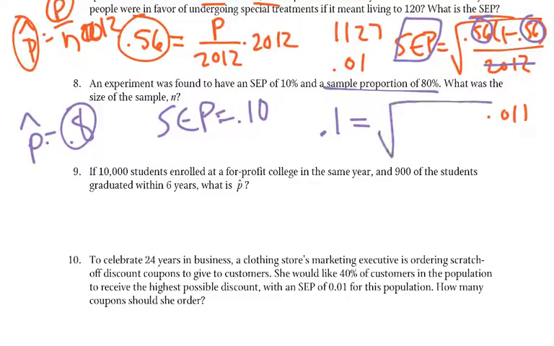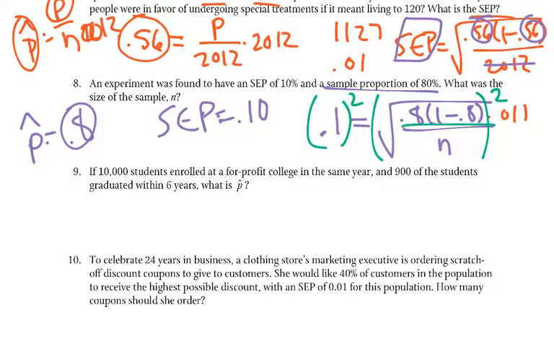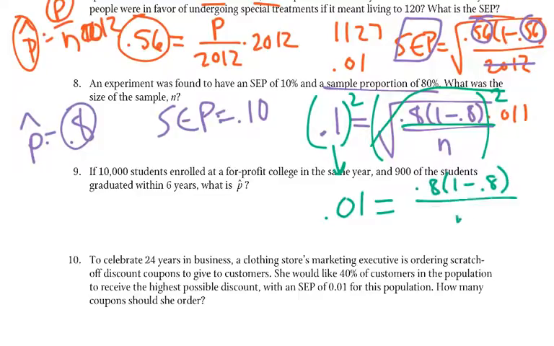So we'd go the square root of 0.8 times 1 minus 0.8 over n. So we're looking for n here. The first thing we need to do to get rid of a square root is to square things. So we can square that. We can also figure out what that is. 0.1 squared would give us 0.01. Squaring a square root cancels out, so we're left with 0.8 times 1 minus 0.8 over n. So 0.8 times 1 minus 0.8 will give us 0.16. So I have 0.01 equals 0.16 over n.